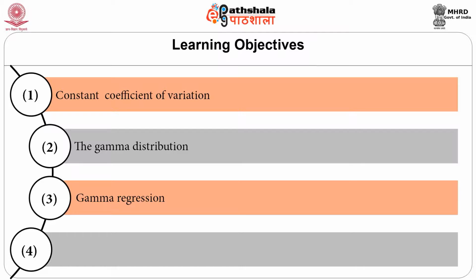In this module, we shall look at regression techniques for the case where we have constant coefficient of variation. Learning objectives for this module. We shall first introduce the concept of a constant coefficient of variation. We shall be interested to develop regression models for this situation, and first we will consider a variant of the linear regression model, but this will lead us to the gamma distribution. So we shall first introduce the gamma distribution and next the concept of gamma regression models. Finally, we shall see how to fit these regression models using R.